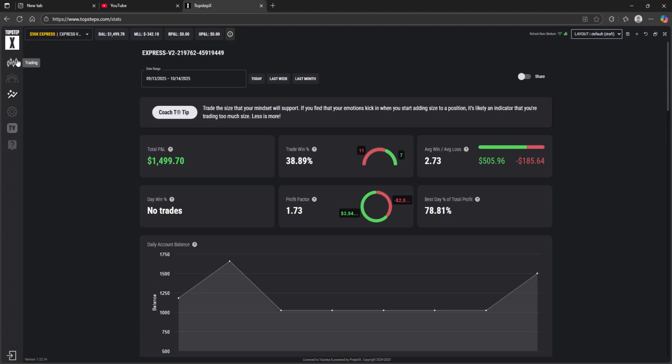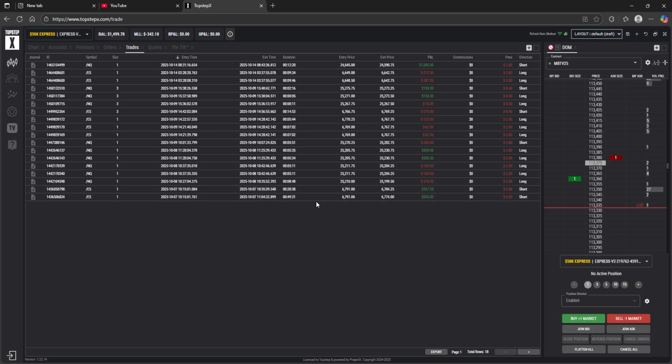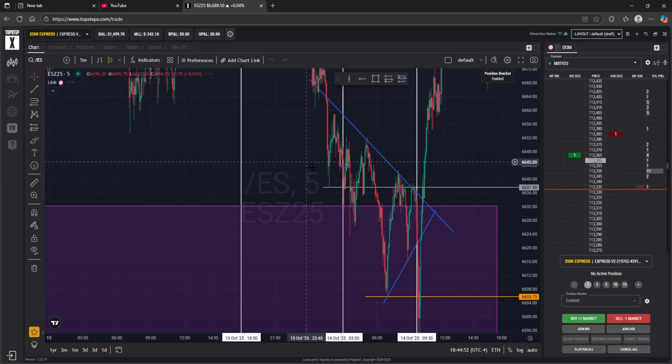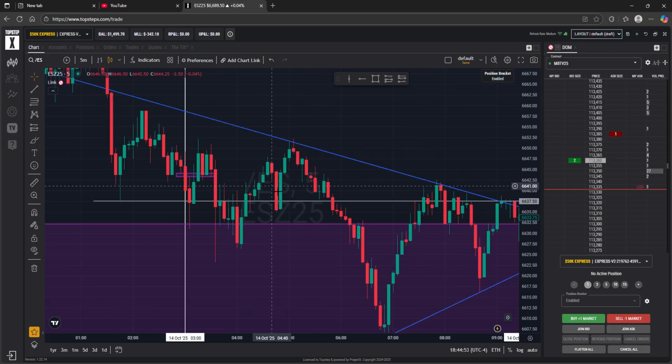Okay. So here's the trade. Here's how much I lost: $300 in the morning, right as London session opened, and then I made $1,000 before London session closed. And here are the trades. Okay, let's get to it.